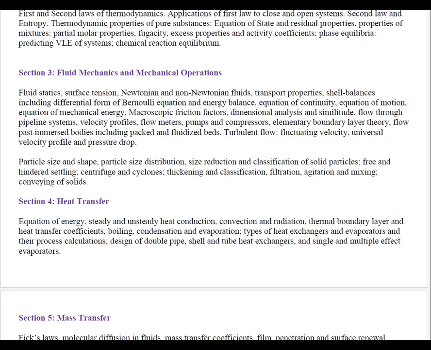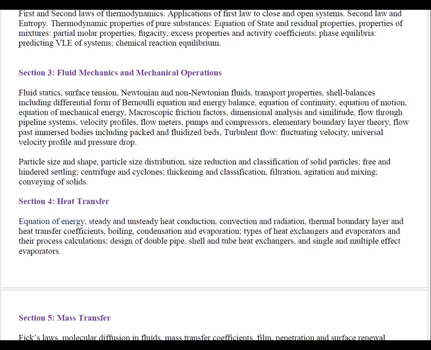And how we calculate the pressure drop. Next, in mechanical operations, you have to find the particle size, how we calculate the particle shape, the particle size distribution, what the different equipments used for size reduction are, and how we can classify it.